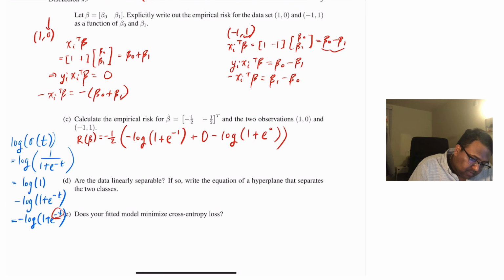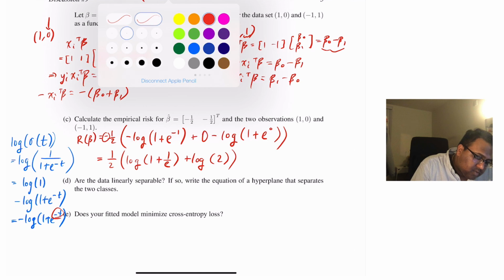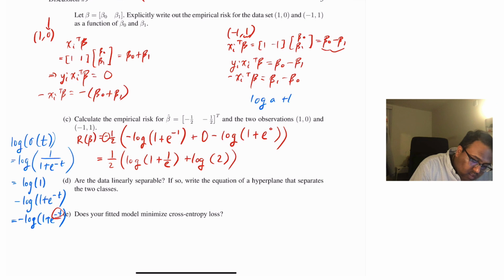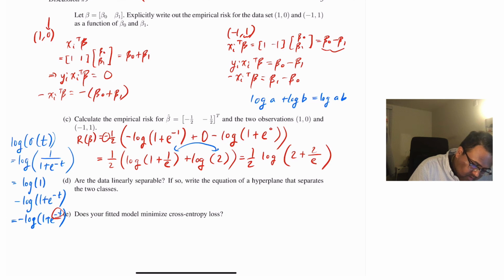And now we have some things that we can simplify. First, we notice there's a negative 1/2 out here. So we can distribute it and make all of our terms positive. So we can have 1/2 of log 1 plus 1 over e plus log of 2. But then using the log rule, that log of a plus log of b is the log of the product, I can combine these two things. And I have 1/2 log 2 plus 2 over e. Okay, and I believe that's what this works out to be.